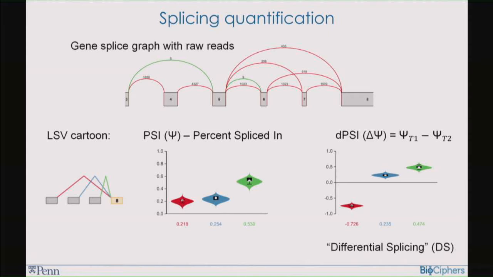Why would that be interesting? So before I jump into that, I'll just explain how we quantify splicing using these definitions. So here's a gene splice graph that is coming out of our software. It's called MAJIQ, that I'm going to describe later. Every time you see a red junction, it means it was already annotated in the database of a transcriptome. Every time you see green, it means it's de novo. It's something that hasn't been annotated before.